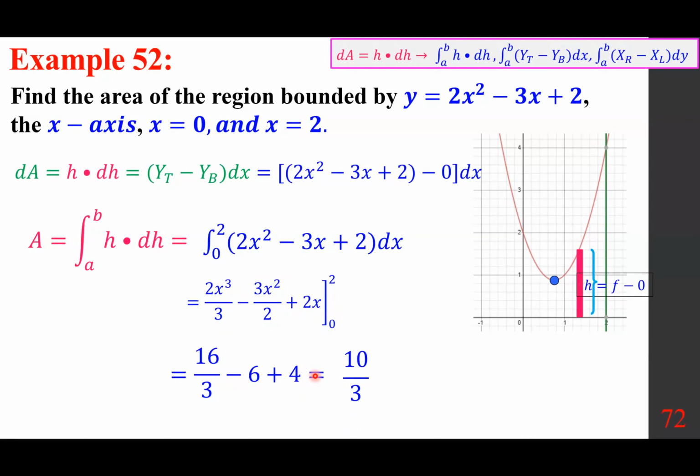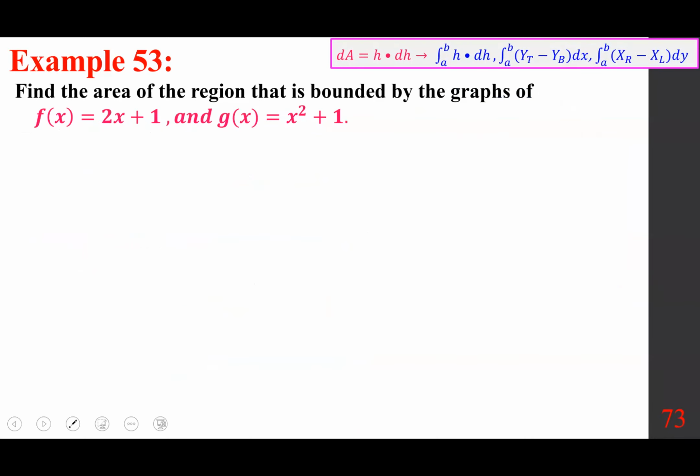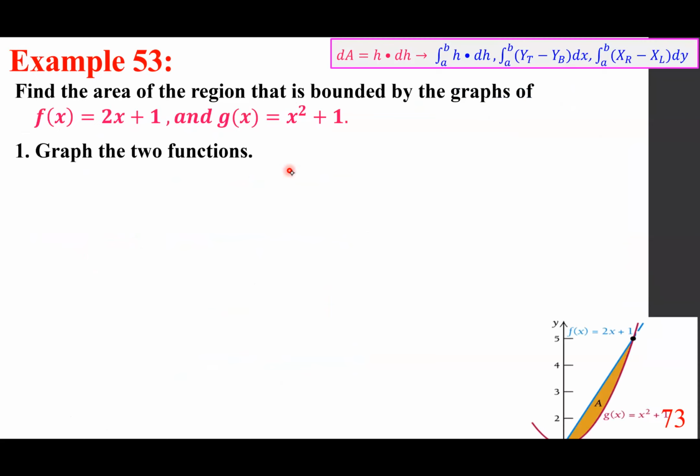Here's another example. We want to find the area of the region that is bounded by the graph of f of x equals 2x plus 1, and g of x is x squared plus 1. F of x, or y equals 2x plus 1, is a line with the y-intercept at 0, 1, and x squared plus 1 is just y equals x squared shifted up by 1. I'm going to assume nobody has any problem graphing the two. So number 1, graph the two functions. Looking like that.